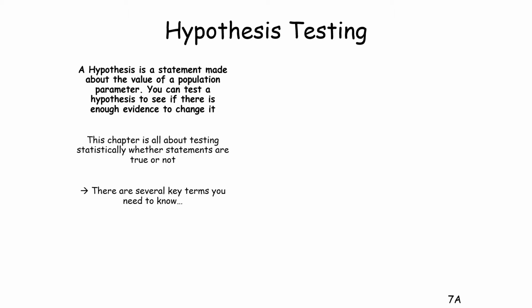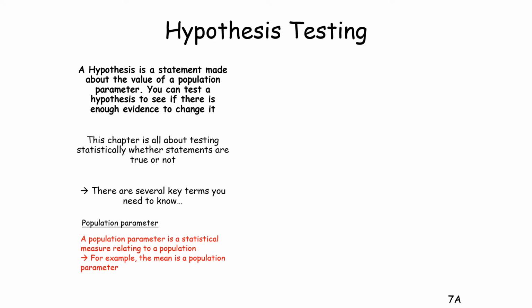So there are several key terms you need to know. Population parameter. A population parameter is a statistical measure relating to a population. For example, the mean is a population parameter. And a hypothesis is a statement made about a population parameter.